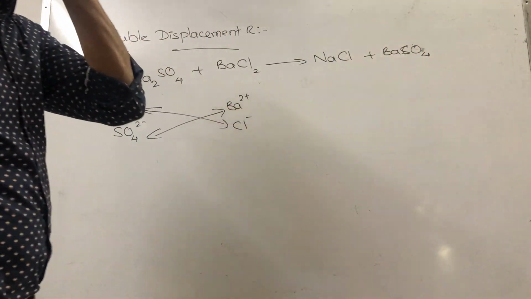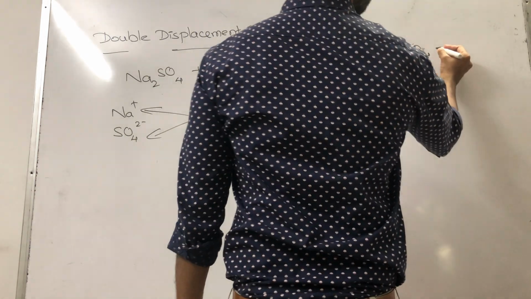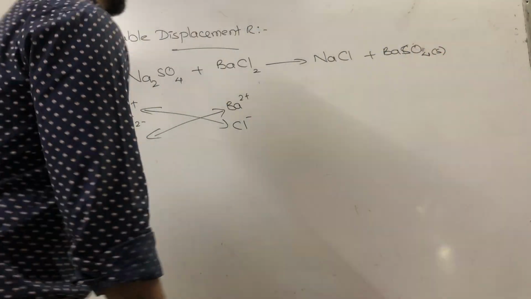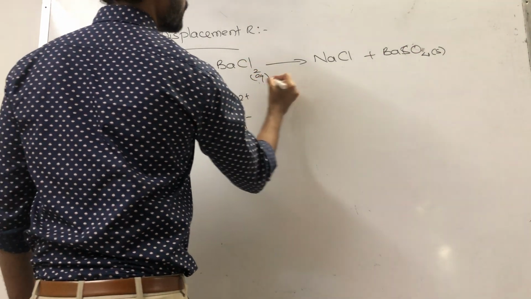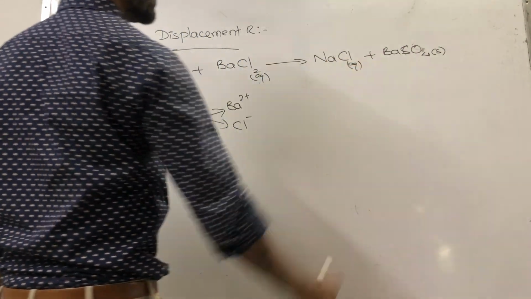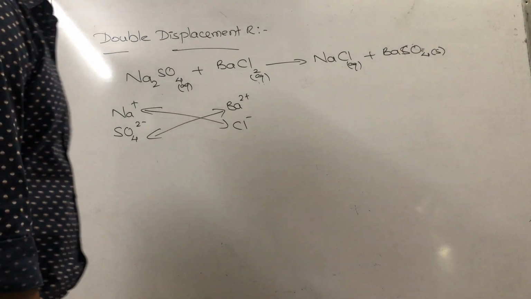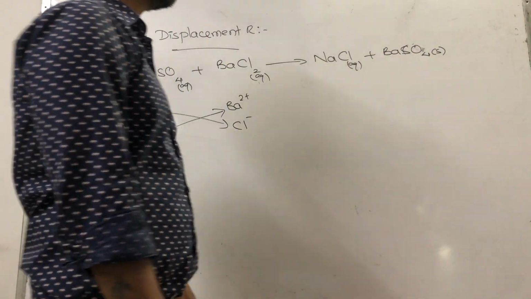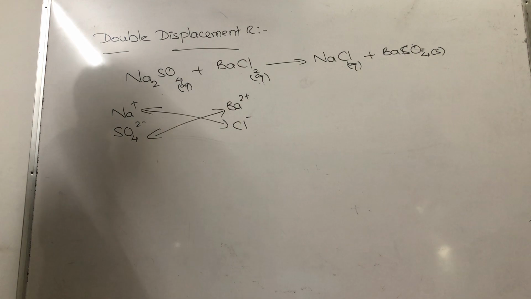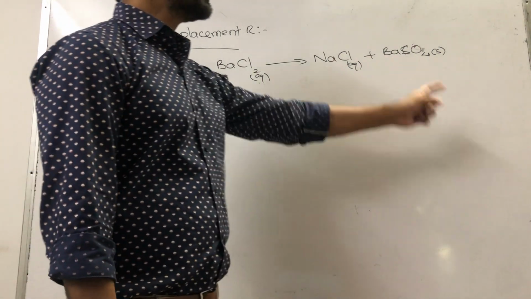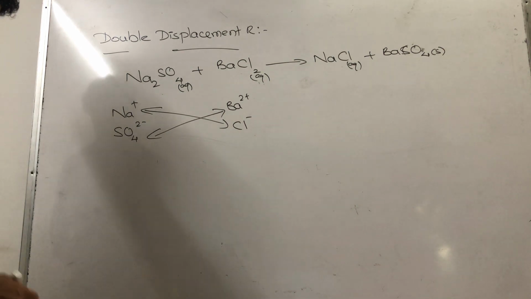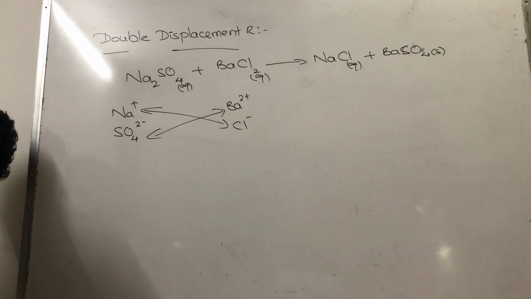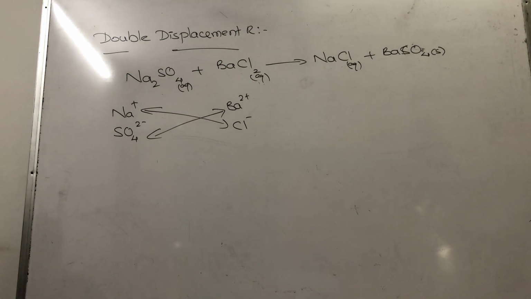This barium sulfate is water insoluble, hence it is obtained in solid state. Here this was in aqueous state, this is in aqueous state, and sodium chloride is also in aqueous state. Now barium sulfate obtained in solid state is a precipitate. Hence this reaction is an example of precipitation reaction. So that was double displacement reaction.